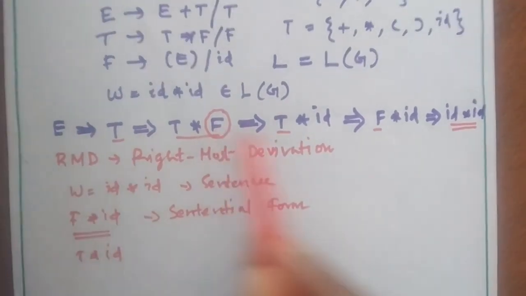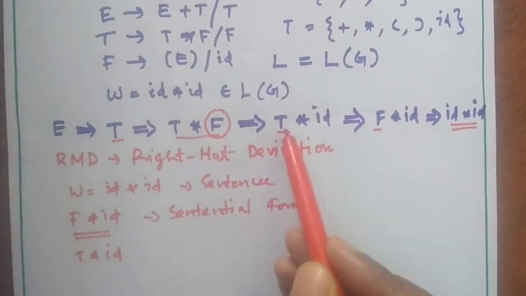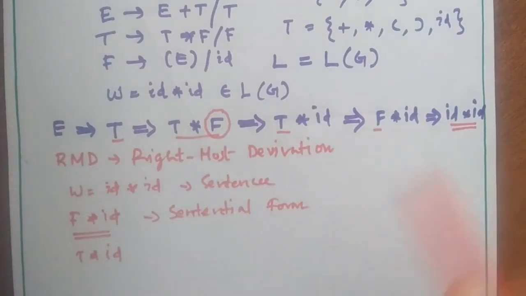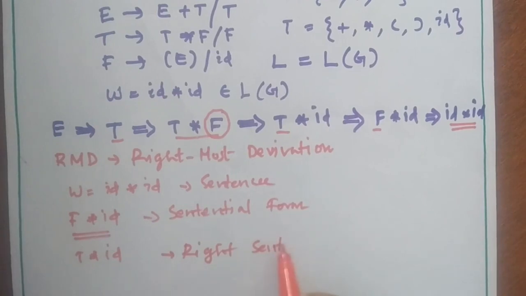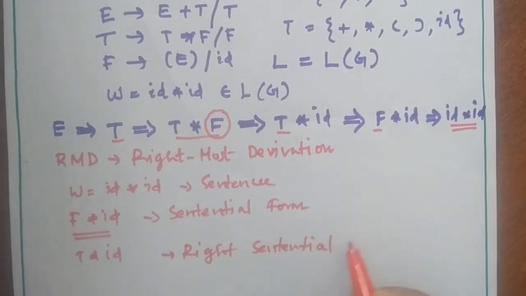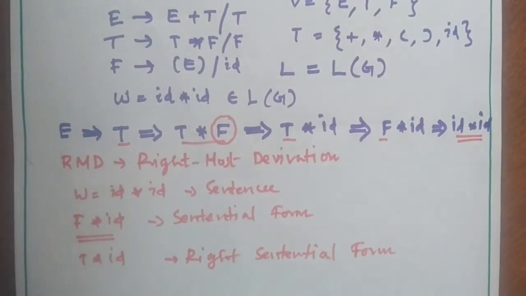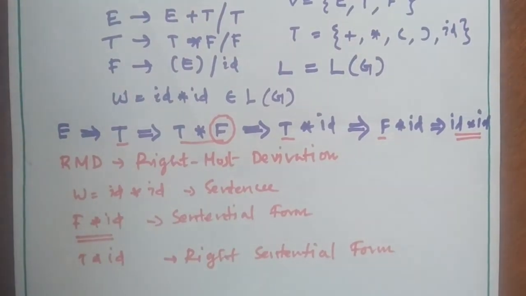Since it is a rightmost derivation, each sentential form we will call a right sentential form. Each one is a right sentential form of the rightmost derivation of the given string W.